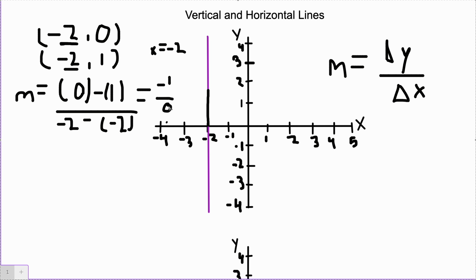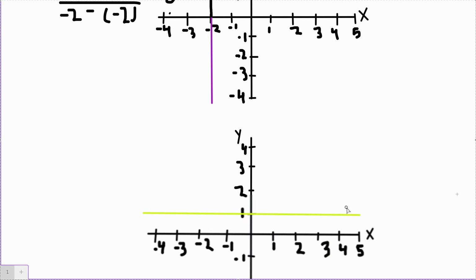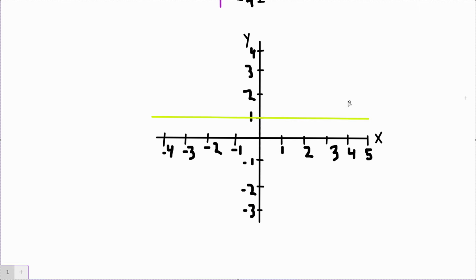But nobody knows what -1 over 0 is or if it even exists. So this function has no slope, it's just vertical. If we think about slope as moving up a mountain, this mountain would be too steep to climb. So let's look at horizontal lines.